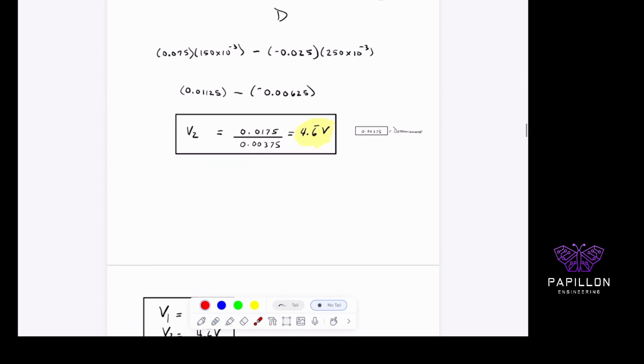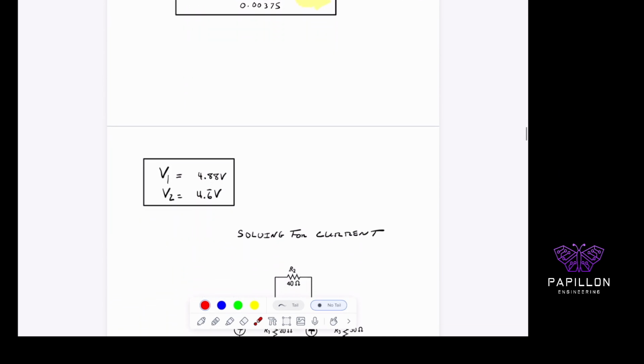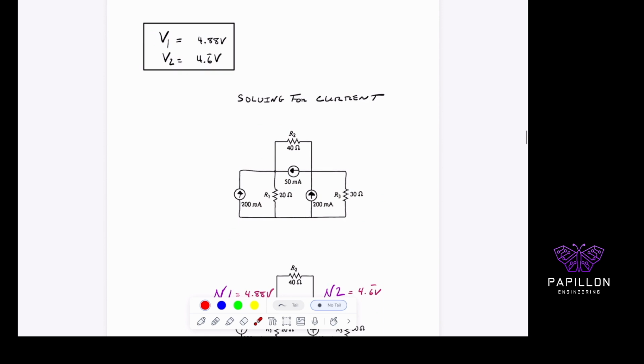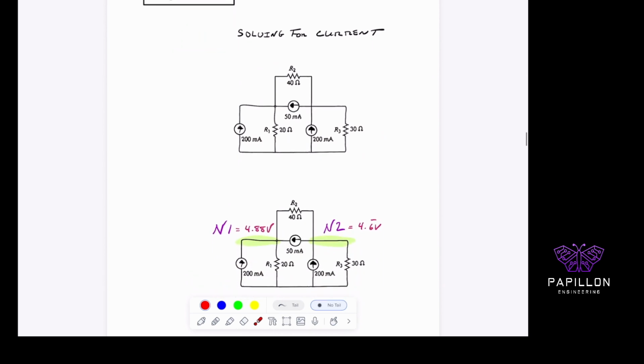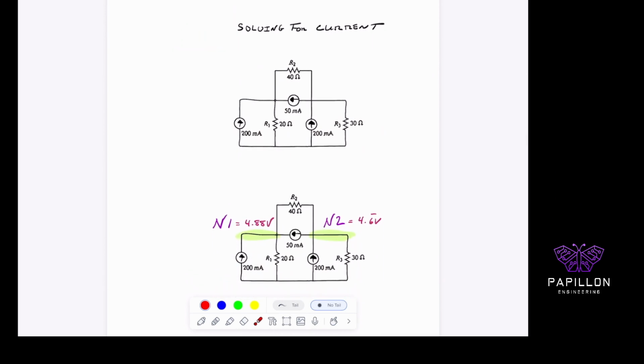All right, so what does this mean? I have two values, and what does this actually mean? Graphically and solution-wise, what this means is that the node itself, N1, has a value of 4.88 volts. Node 2 has a value of 4.66 volts. What that's trying to explain to you is that there's a potential difference between this node and ground for this branch and this branch, right? And it's also going to compare the voltage from this node here and this node over here as well.